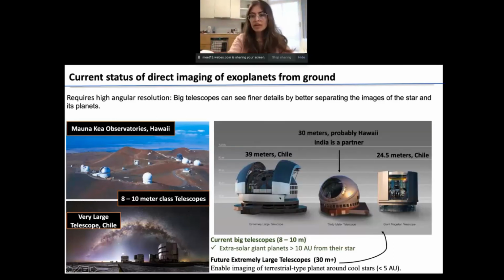In the future, we're going to have these big telescopes, as I said already: ELT, TMT, and the Giant Magellan GMT telescope. It's going to be in Chile. This is going to be in Chile as well. And this, we don't know, probably in Hawaii. With these telescopes, we will be able to image terrestrial planets, not Earth-like planets, but just cooler planets at less than 5 AU, so at the scale of our solar system.